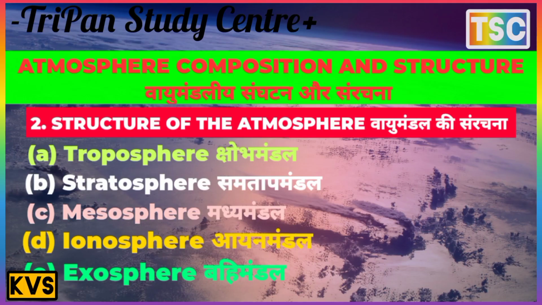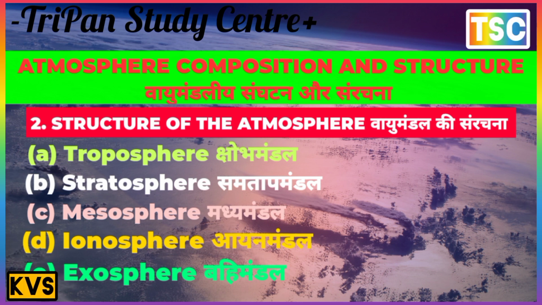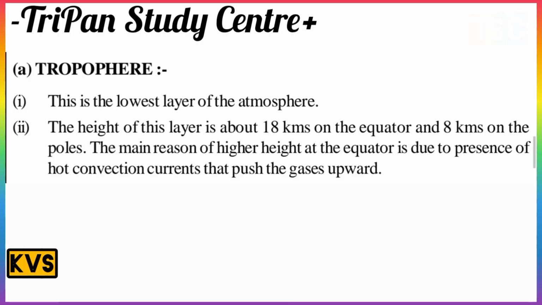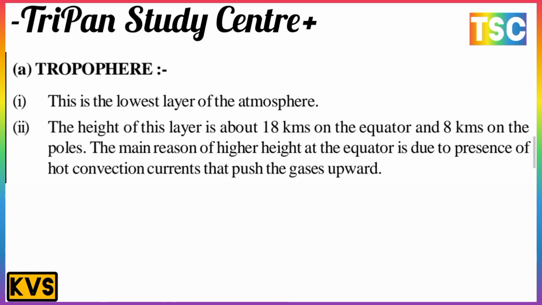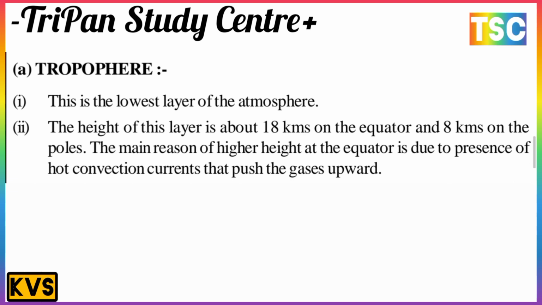First, the troposphere. The troposphere is the lowest layer of the atmosphere. The height of this layer is about 18 kilometers at the equator and 8 kilometers at the poles. The main reason for the greater height at the equator is the presence of hot convection currents that push the gas upward.